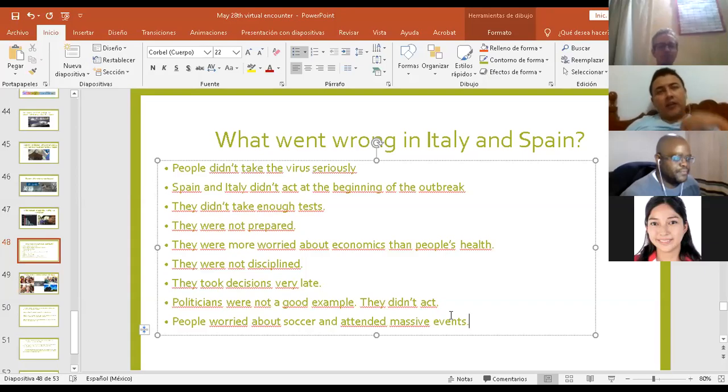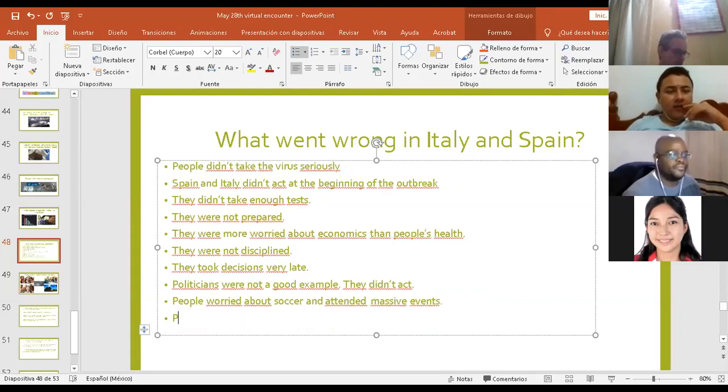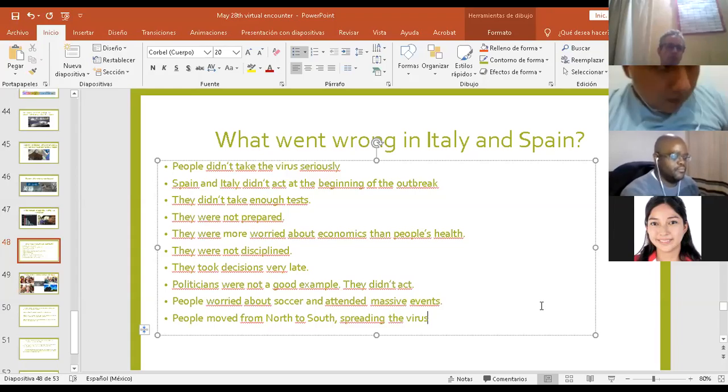In the text, it mentioned the immigration inside Italy was one of the most important factors, because COVID-19 at first was detected in the northeast part of Italy, and the government said okay, lockdown, but instead of that, the people traveled to the southern part of Italy, and that's one of the reasons why the virus came faster. Very good. Any other?